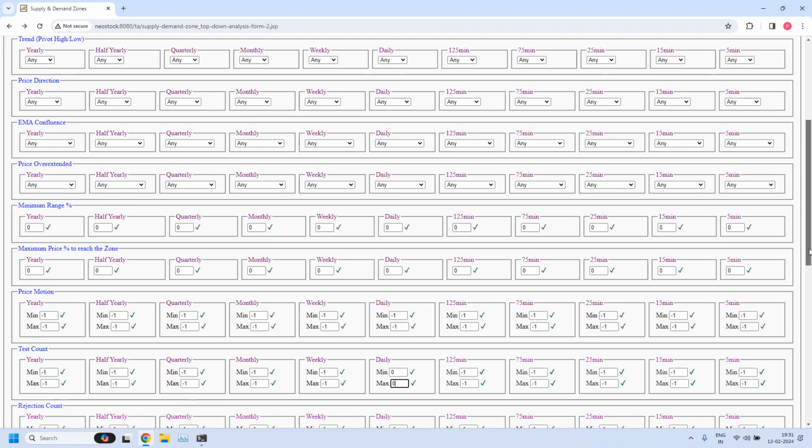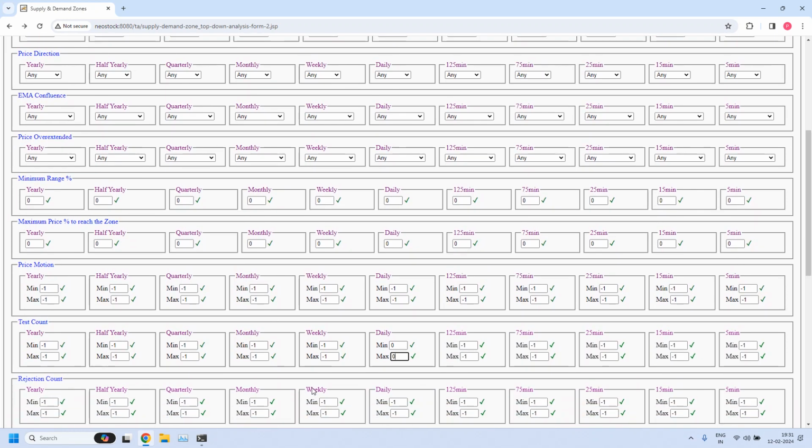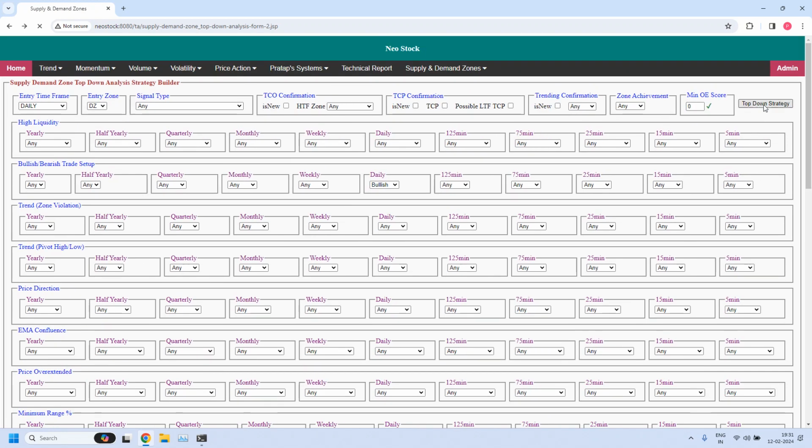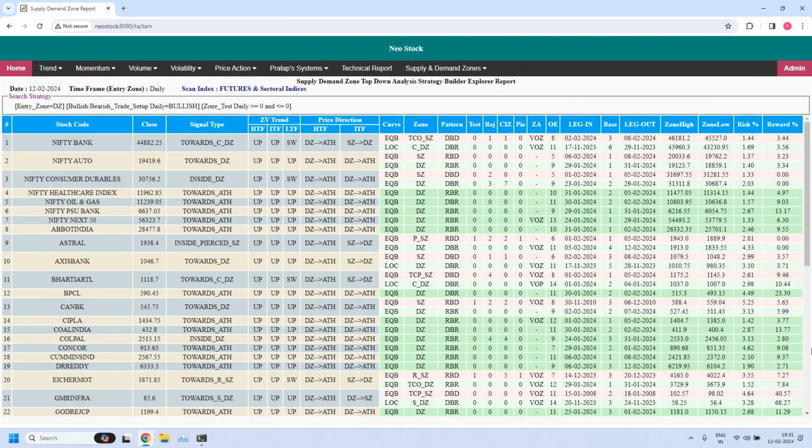Even to consider fresh zone, you need to set even rejection count also on daily time frame 0 and 0. But I am not doing that because rejection count always helps in identifying those zones having a very strong order flow. That's why that is the only one exception I am taking. So actually it is useful to you if I don't set a rejection count as 0. So now we filter the stocks. Now the list is reduced.